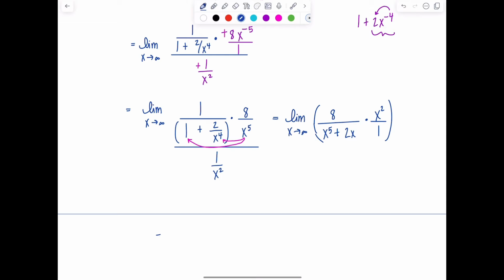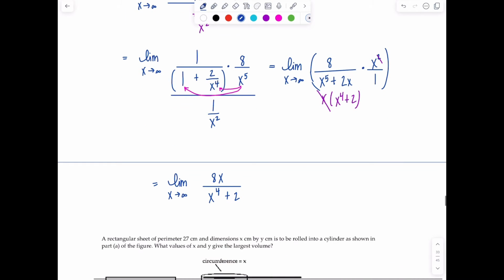Now we have here the limit as x goes to infinity. You see, I can factor out one of the x's, then I have x to the fourth plus 2, right? So I can cancel this x with one of the ones up there. So then I just have 8x over x to the fourth plus 2. Okay, very good. Now let's see what's going on.